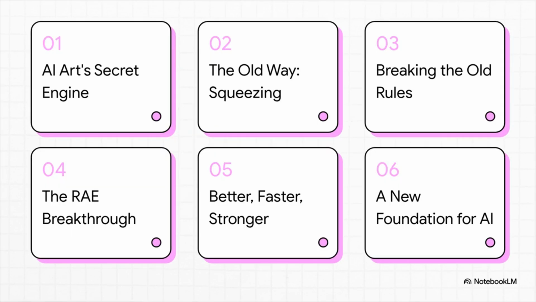All right, so here's what we're going to cover. First, we'll look at that secret engine. Then we'll talk about the old way of doing things and why it was so limited. We'll get into the new rule-breaking idea, see the incredible results, and wrap up with why this is a huge deal for the future of AI.